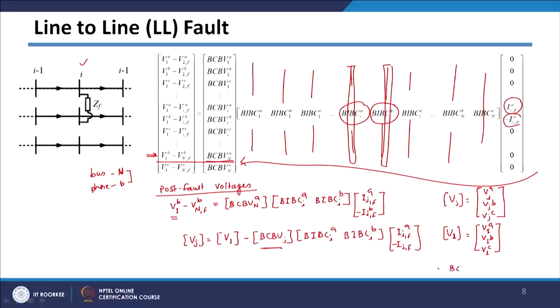So, BCBVJ matrix will be having three rows. So, it will be BCBV corresponding to JA, BCBV corresponding to JB and BCBV corresponding to JC. So, all the three terms. So, here we can get for any unknown bus post fault voltages using this particular expression.